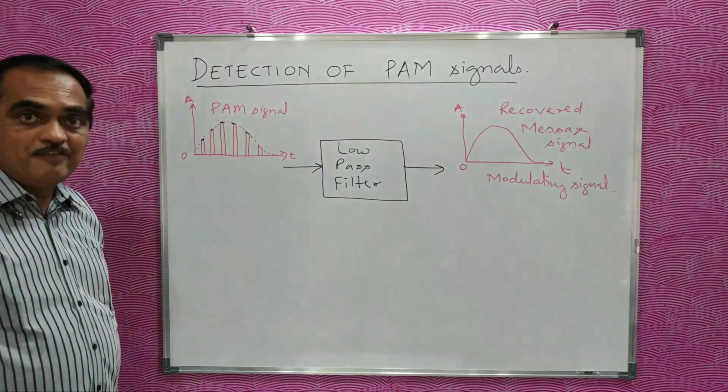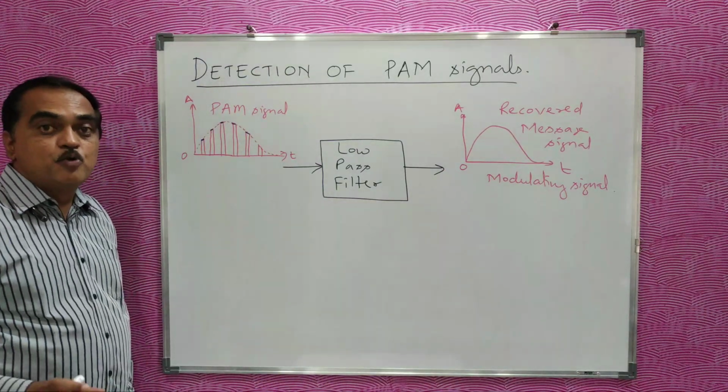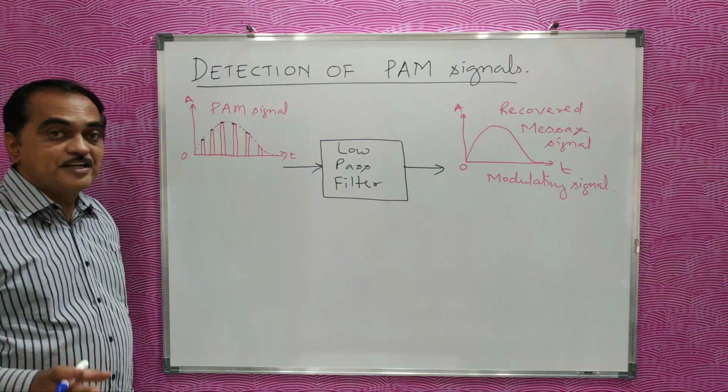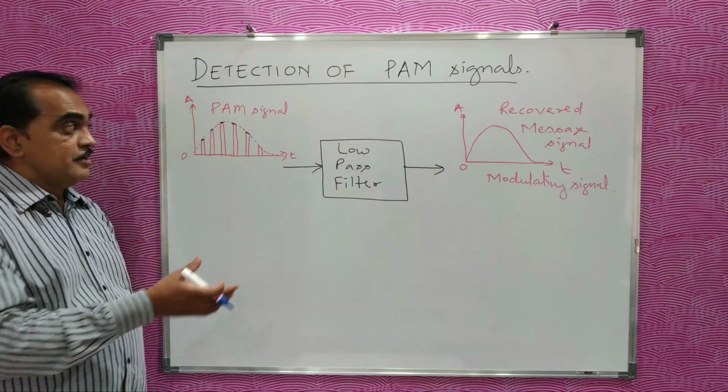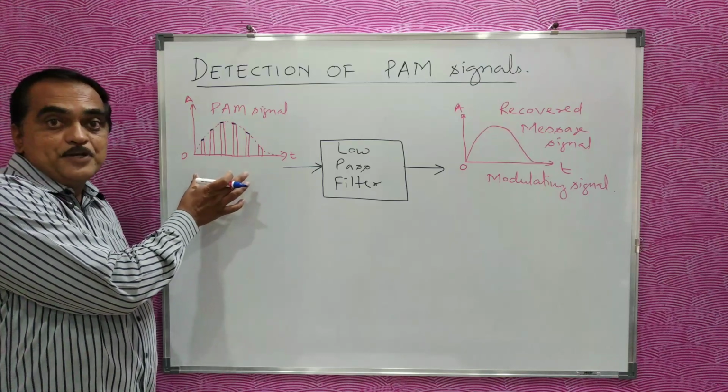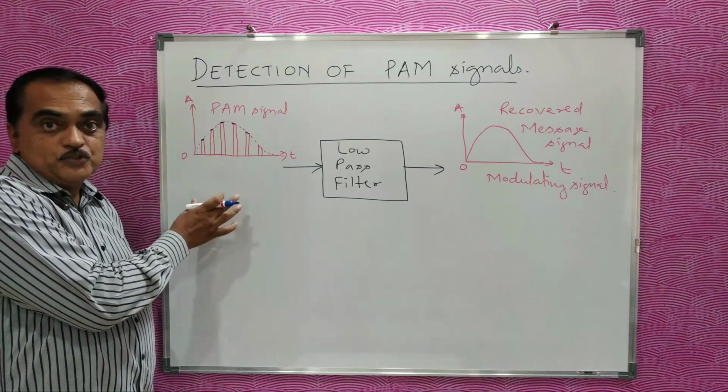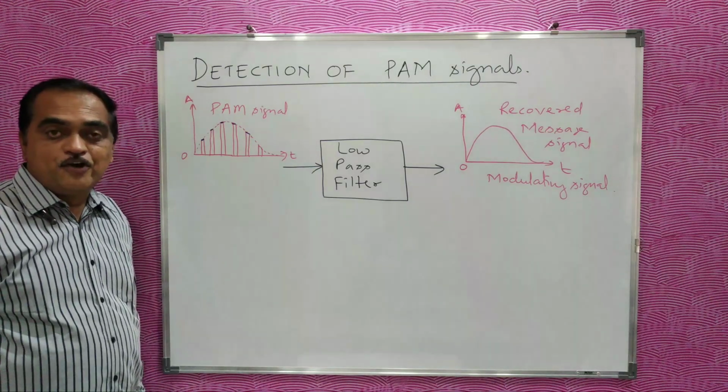Now this smooth wave at the output is nothing but your modulating signal, your recovered message signal, and that message signal is recovered from the variation of the amplitudes of these samples. So this is your detection of PAM signal.